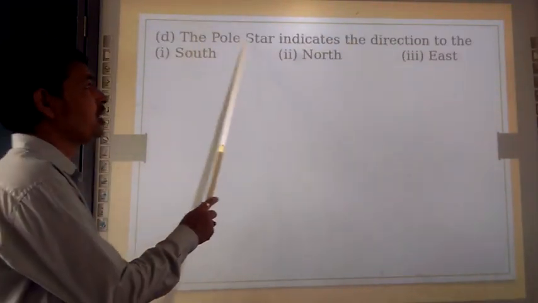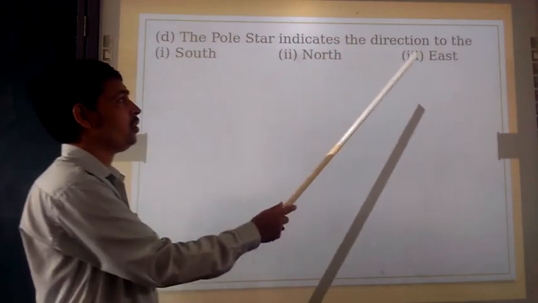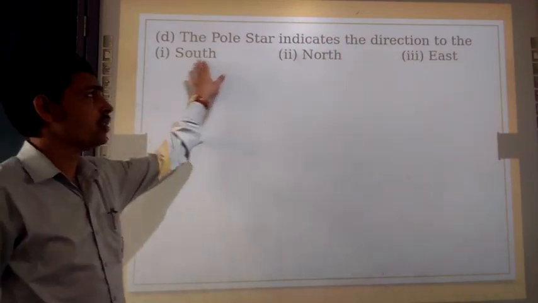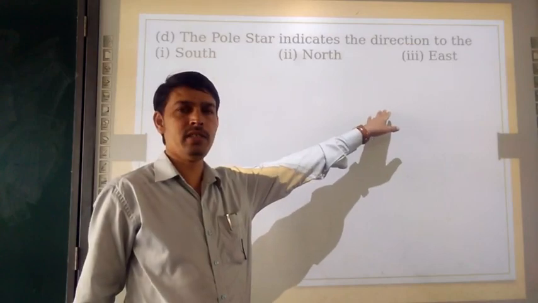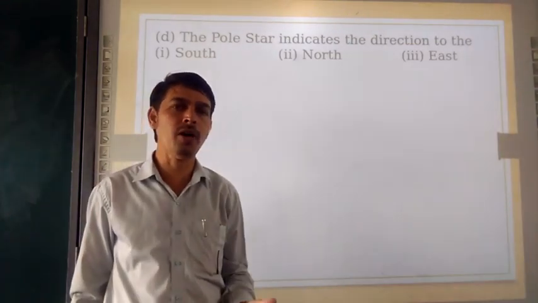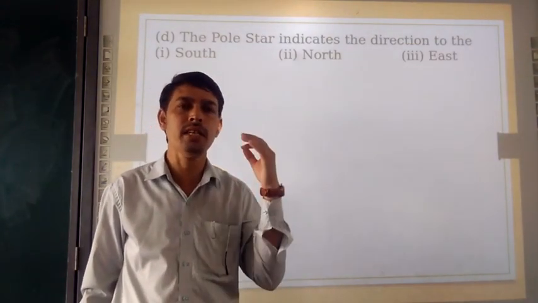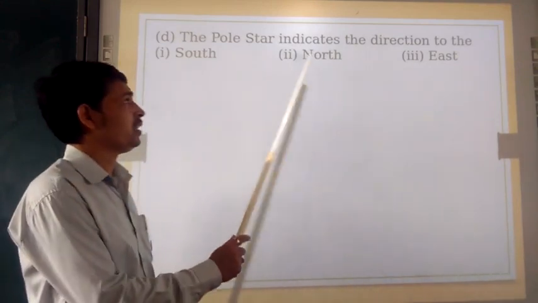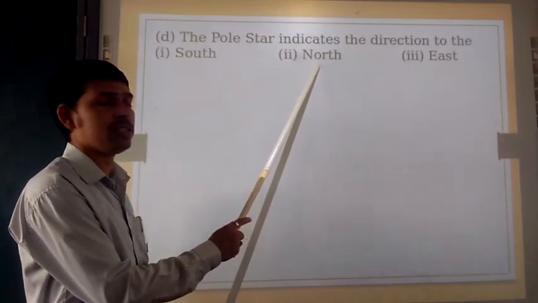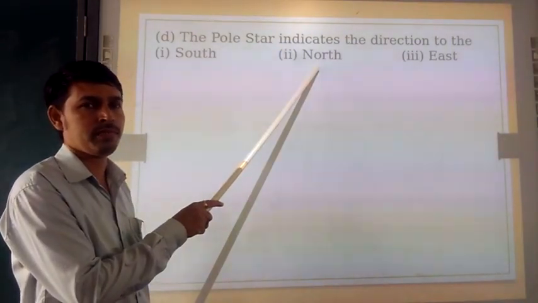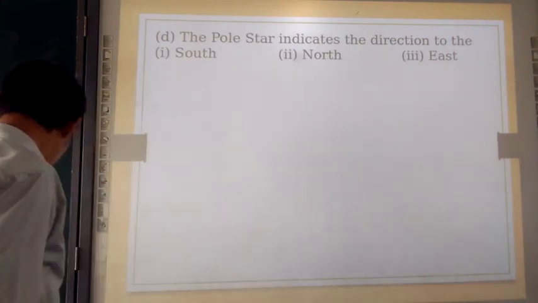Now moving toward D. The pole star indicates the direction of south, north or east. As we already know, the pole star indicates only the north direction. So the second one is the correct answer, north. Please tick it.